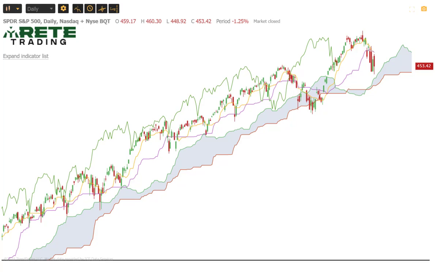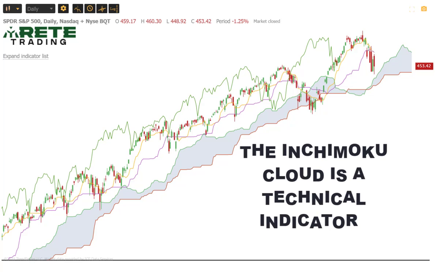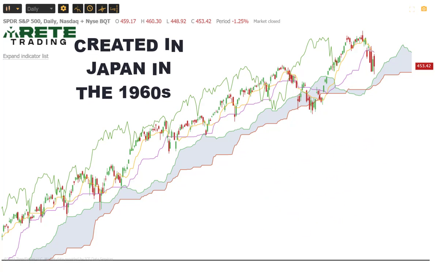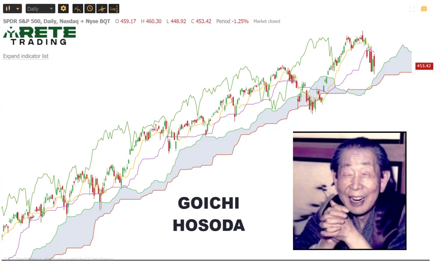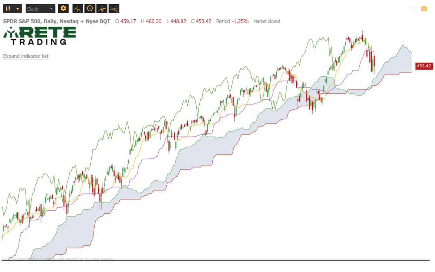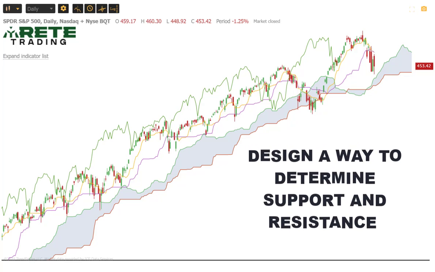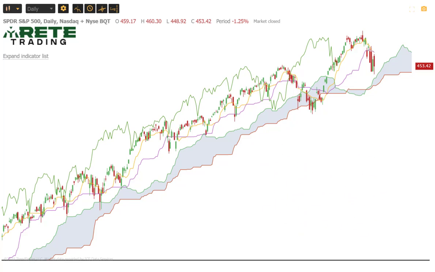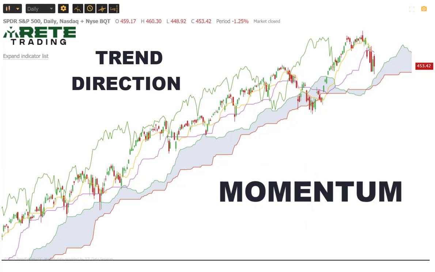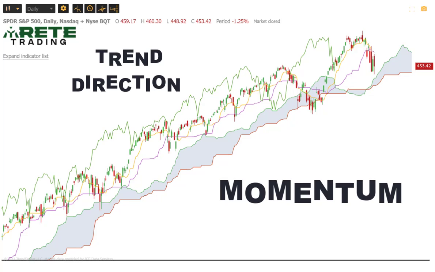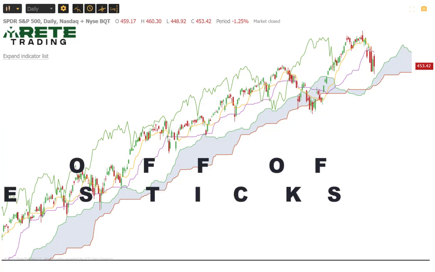And I think understanding the background of this is a little important. So the Ichimoku cloud, it's a technical analysis method. This was created in Japan. It was created by a gentleman that was a journalist called Goichi Hosoda. And he started, I believe, in like the late 60s. And essentially what he did was look for a way to determine where support and resistance lines were, as well as trend, direction, and momentum, okay? And he did this by utilizing the format in Japan, which was candlesticks.